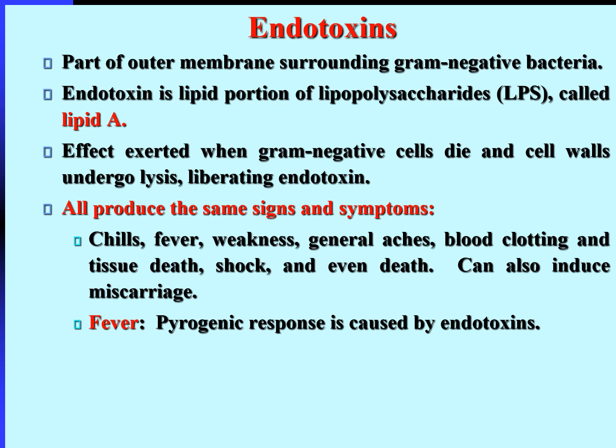All produce the same signs and symptoms. The most important symptoms caused by endotoxin are fever, chills, weakness, general aches, blood clotting and tissue death, shock, and even death. It can also induce miscarriage. Fever is the pyrogenic response caused by endotoxins. The most important symptom of endotoxins is fever, the pyrogenic effect.